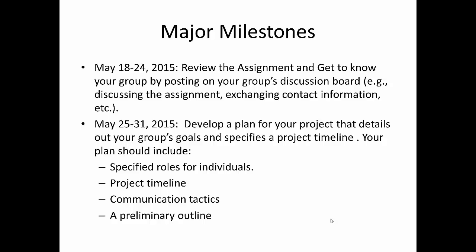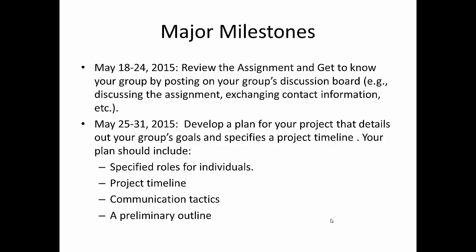It should talk about your group's goals, how you're going to work together, and have a specific project timeline. Some things you can include in your project plan are the specific roles that individuals are going to play. Who's going to be the leader? Who's going to be the scribe and take notes during meetings? Who's going to edit the paper and bring together all the different sections in a way that makes it cohesive? Who's going to edit the PowerPoint and make sure that everybody's parts look good? Those are roles that you might specify. I'm not going to tell you exactly the roles that you should have. That's something you can work out as a group, but those are example roles.